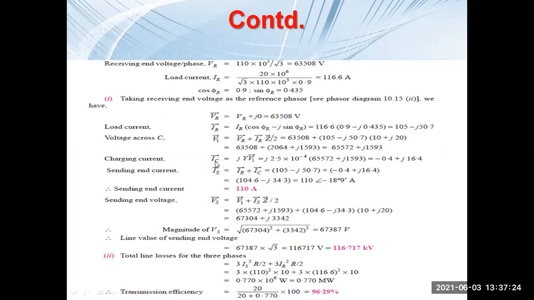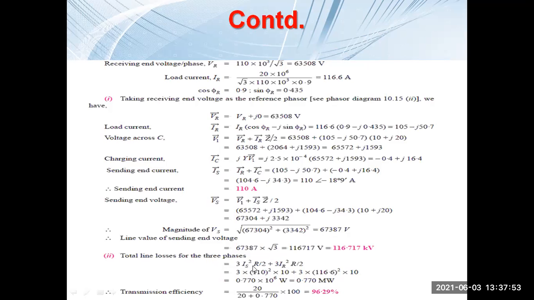Similarly, you can calculate IC. IC is equal to j into Y into V1. So all these values are known. You can substitute and you can get it. And IS equals IR plus IC. So that is also known. So sending end voltage, VS equals V1 plus IS into Z by 2. So if you substitute all these values, you will get the VS. That means the magnitude you can get, square root of this and this. And if you multiply by √3, that will be your line to line voltage.